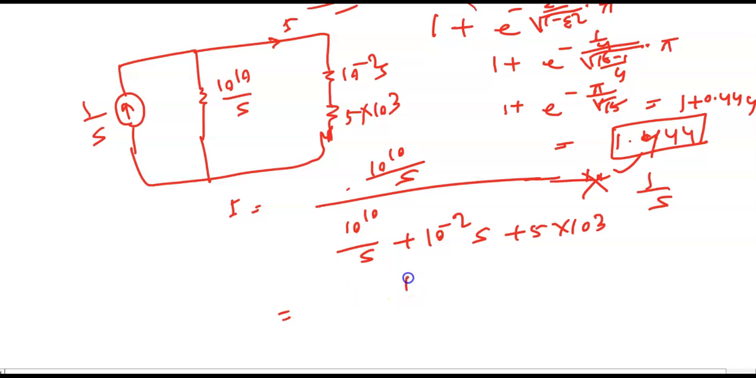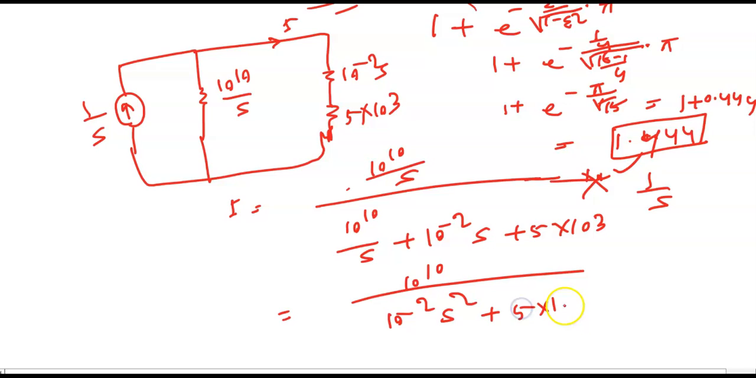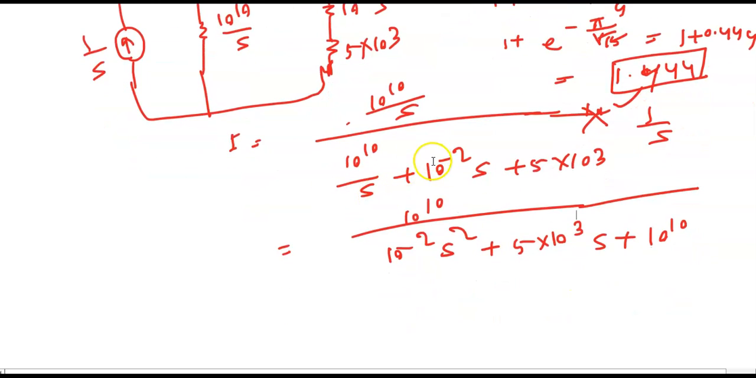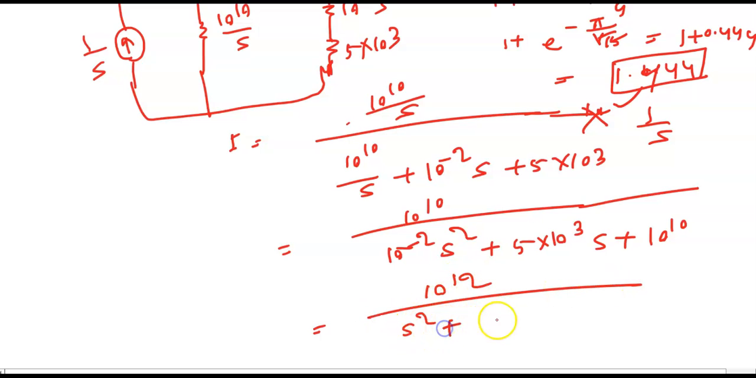So you have 10 to the power 10 upon 10 to the power minus 2 s square plus 5 into 10 to the power 3 s plus 10 to the power 10. It is not in the standard form of the characteristic equation, so take 10 to the power minus 2 common, so in the numerator you have 10 to the power 12, over s square plus 5 into 10 to the power 5 s plus 10 to the power 12.